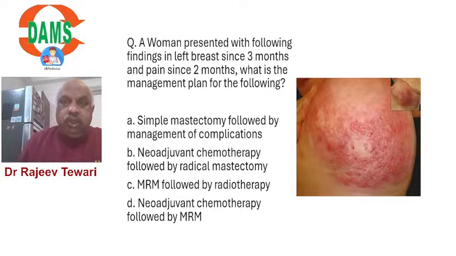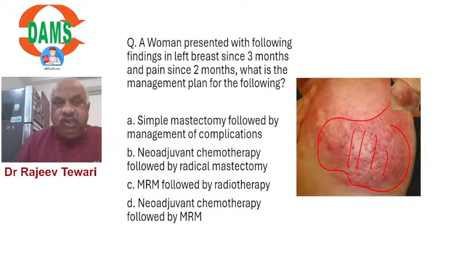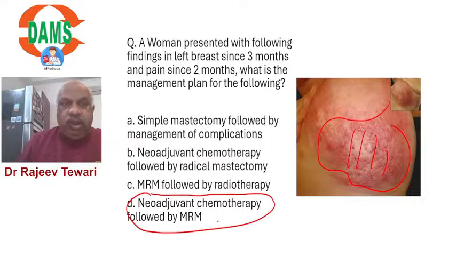Yeah, this was the question, sorry. So I discussed this earlier. This is the question where you have inflammatory breast cancer: neoadjuvant chemotherapy followed by MRI. And then of course, adjuvant chemo is also good, chemoradiation.